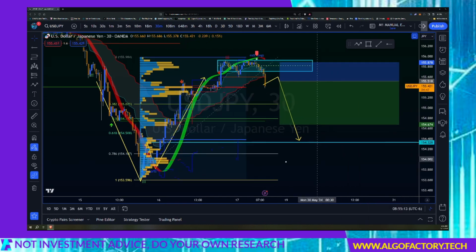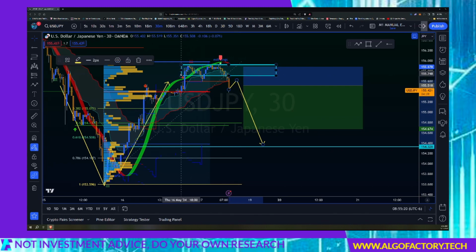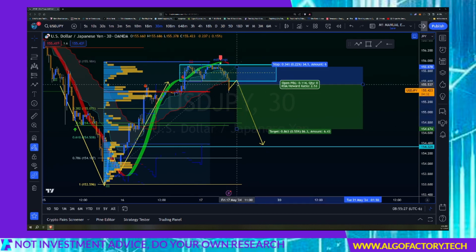I don't want to enter this trade right now. I want to see price pull back a bit, grab liquidity, perhaps a bearish retest where price did break out of this consolidation, and then perhaps come back up to grab liquidity, and then I would probably go short on the JPY at that point.